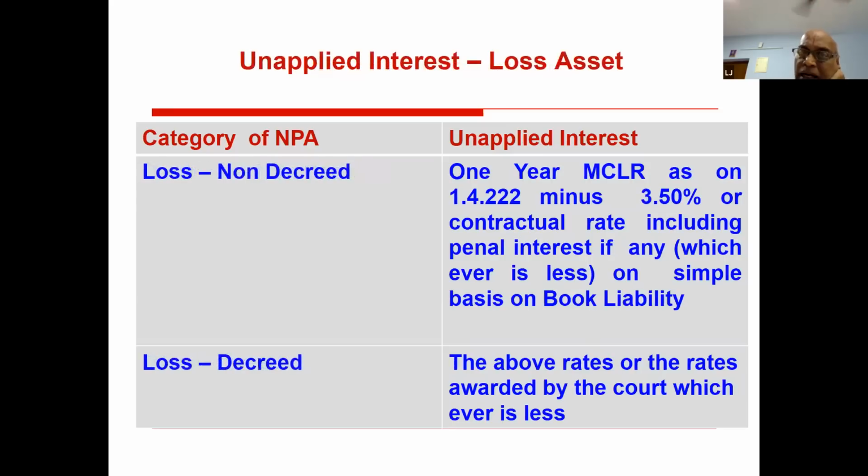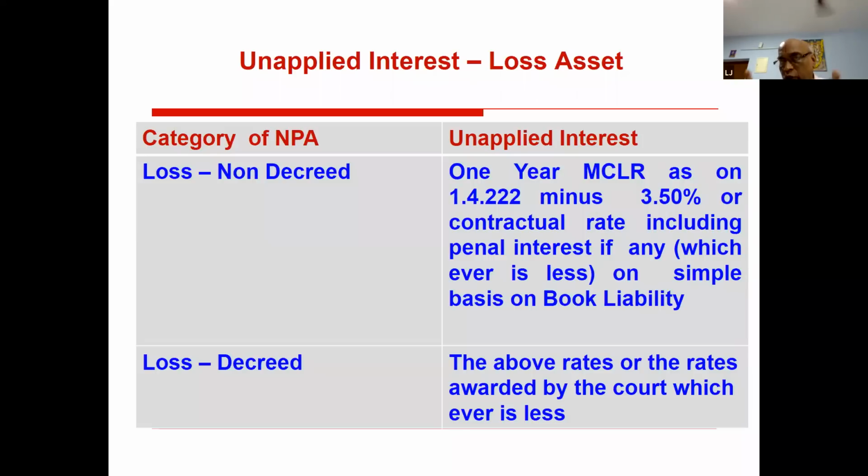Then third point, unapplied interest for the loss asset. 1 year MCLR minus 3.50. So 7.25 is the 1 year MCLR minus 3.50, or the contractual rate including penal interest, whichever is less. If the loan is decreed by the court, then the rate told by the court should be applied, whichever is the least. Okay, so now you found out.